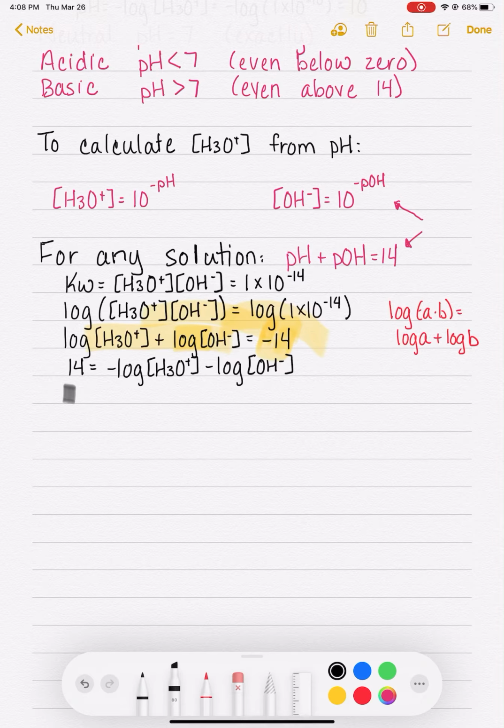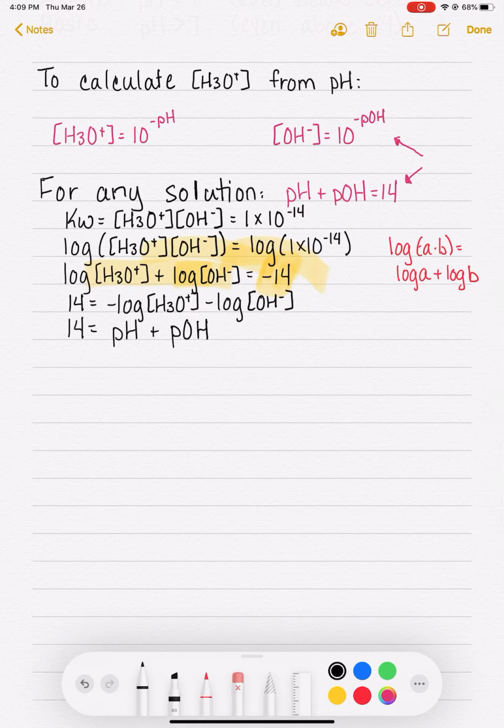And then now look at what we've got. 14 is equal to negative log of H3O plus, which is the pH, and the negative log of OH minus, which is the pOH. Isn't that cool? So that's an equation that we can use. If we know pH, we can calculate pOH and vice versa.